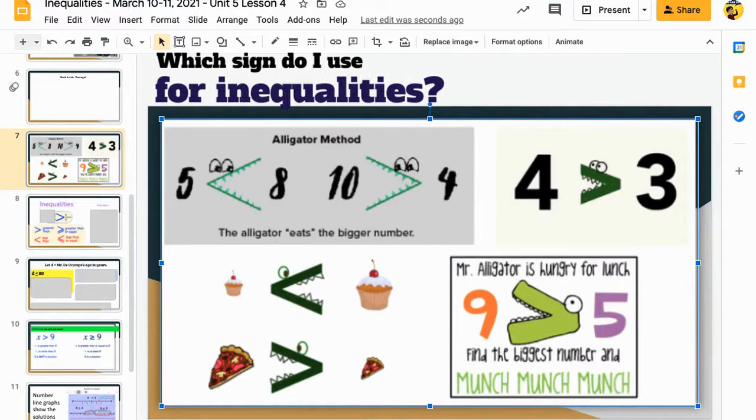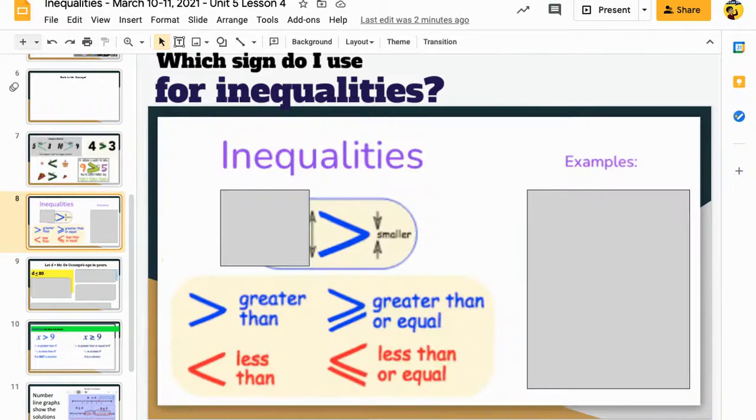Sometimes students get confused on which sign to use for inequalities. One way to remember is to think of the inequality signs as alligators or baby sharks or whatever you can think of here. For example, if we look at this picture right here, it says, Mr. Alligator is hungry for lunch. Find the biggest number and munch, munch, munch. So basically what we're saying is the alligator likes to face the bigger number. Okay, 8 is bigger, so the alligator is going to face this way. 10 is bigger than 4, so the alligator is going to face this way. That's one way to think about inequalities.